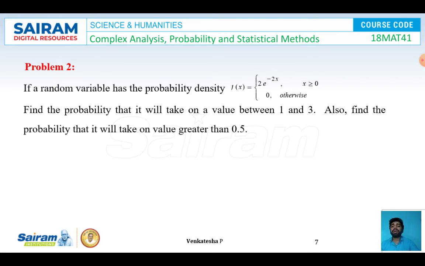Problem number 2. If a random variable has the probability density function f(x) is equal to 2e^(-2x) for x greater than or equal to 0 and it is 0 otherwise, find the probability that it will take on a value between 1 and 3. Also find the probability that it will take on a value greater than 0.5.